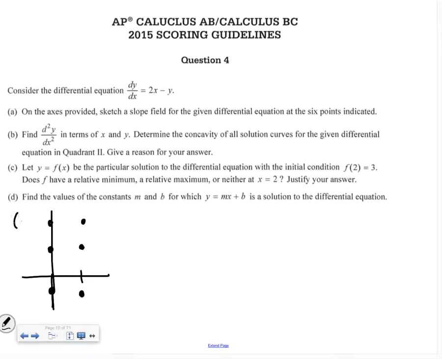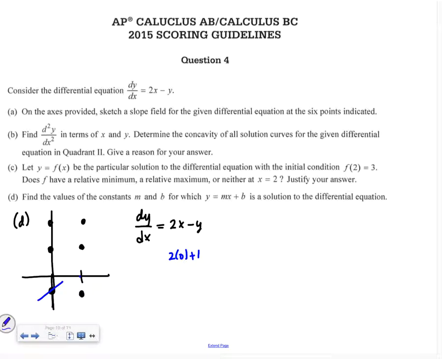Okay, so for part A, we're just going to plug in those points. So we have dy over dx equals 2x minus y. You can do a table if you want, but I think a table sometimes takes a lot of time. It's not really super necessary. So for this first point down here at (0, -1), we plug in 0 for x and -1 for y. So we end up getting 1. So our slope here has to look like 1. We want it to point towards here, right? So up 1 over 1.